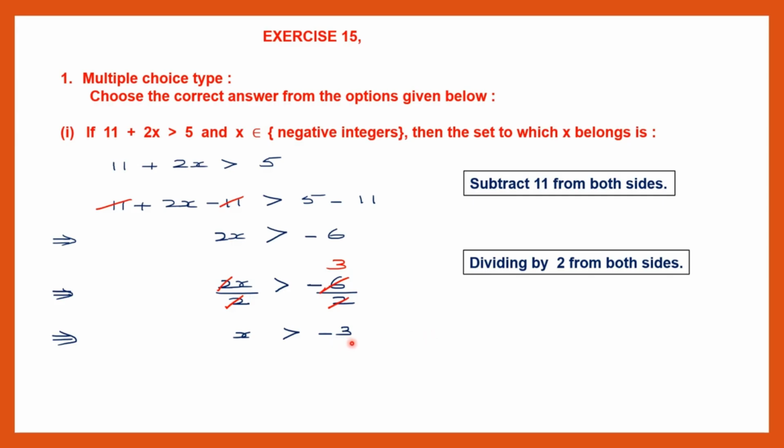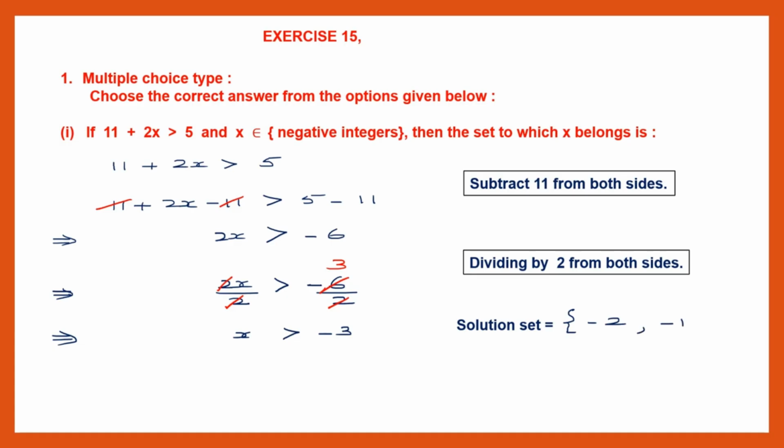On your number line, you have lots of numbers, isn't it? All the numbers to the right of minus 3, minus 2, minus 1, 0, 1, 2, 3, all that is greater than minus 3. But here, remember, x is only negative integers. So if I have to get only negative integers, what is my solution set? So I have to think of all the negative integers greater than minus 3. That will be minus 2 and minus 1.